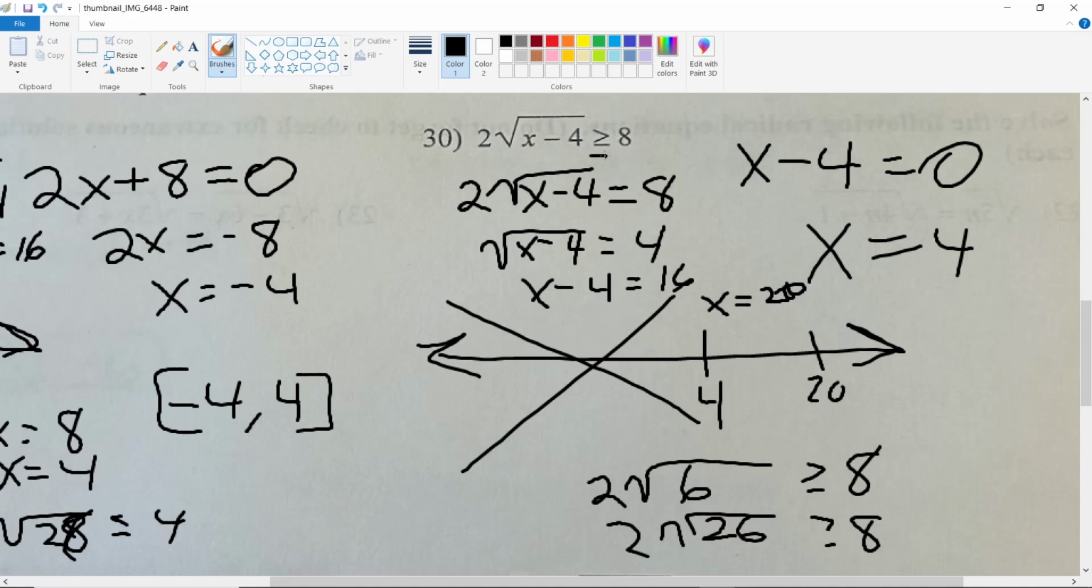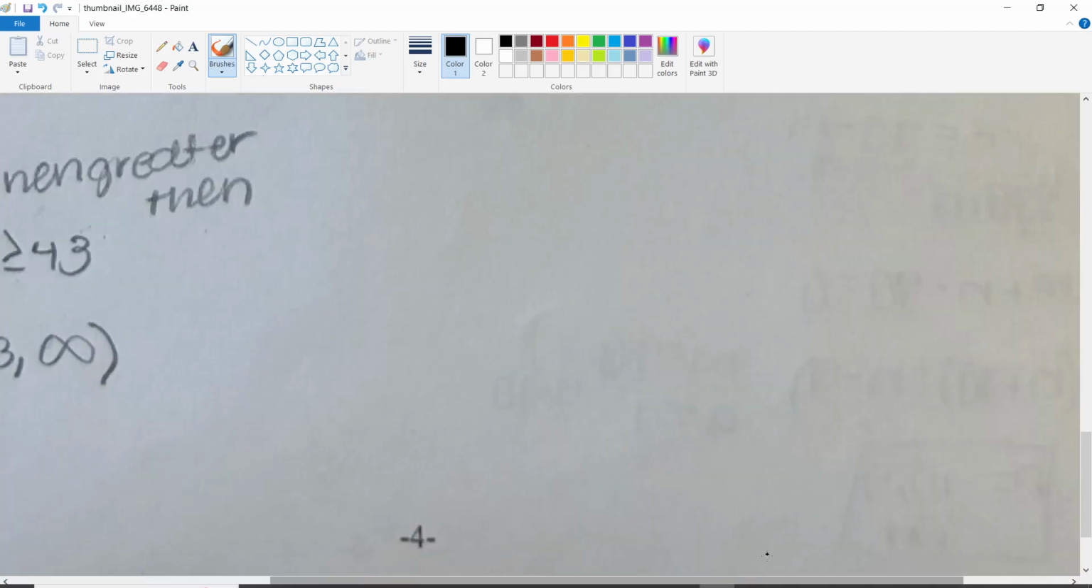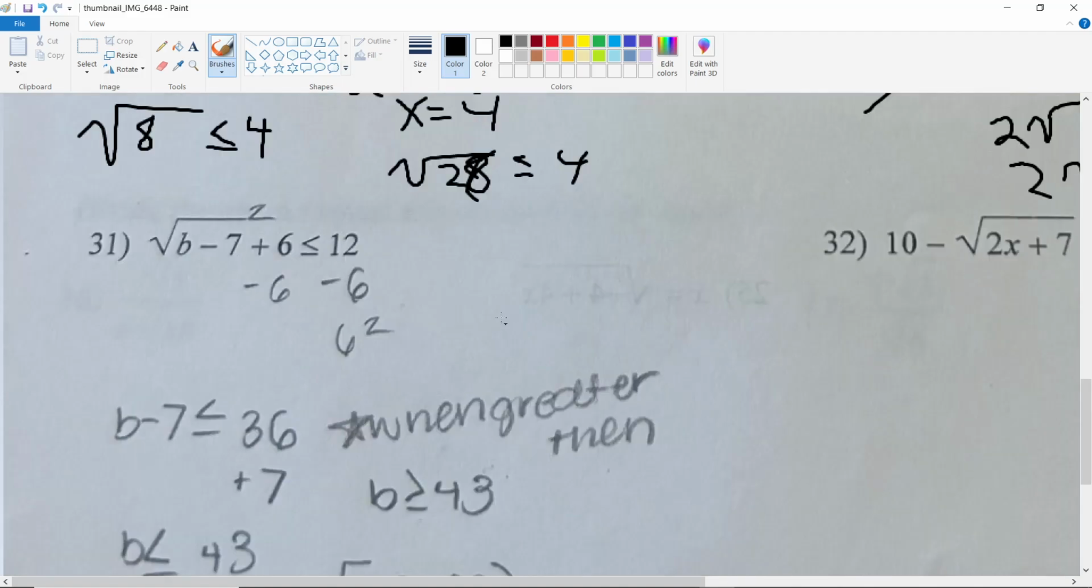Remember, it was originally greater than or equal to. So it goes like that, and it goes on forever. And the interval is 20. It's got a square bracket because it was originally greater than or equal to, and to infinity with a curvy bracket. All right, the next one. This one already has some work written in, so I'm going to need to get rid of that work.